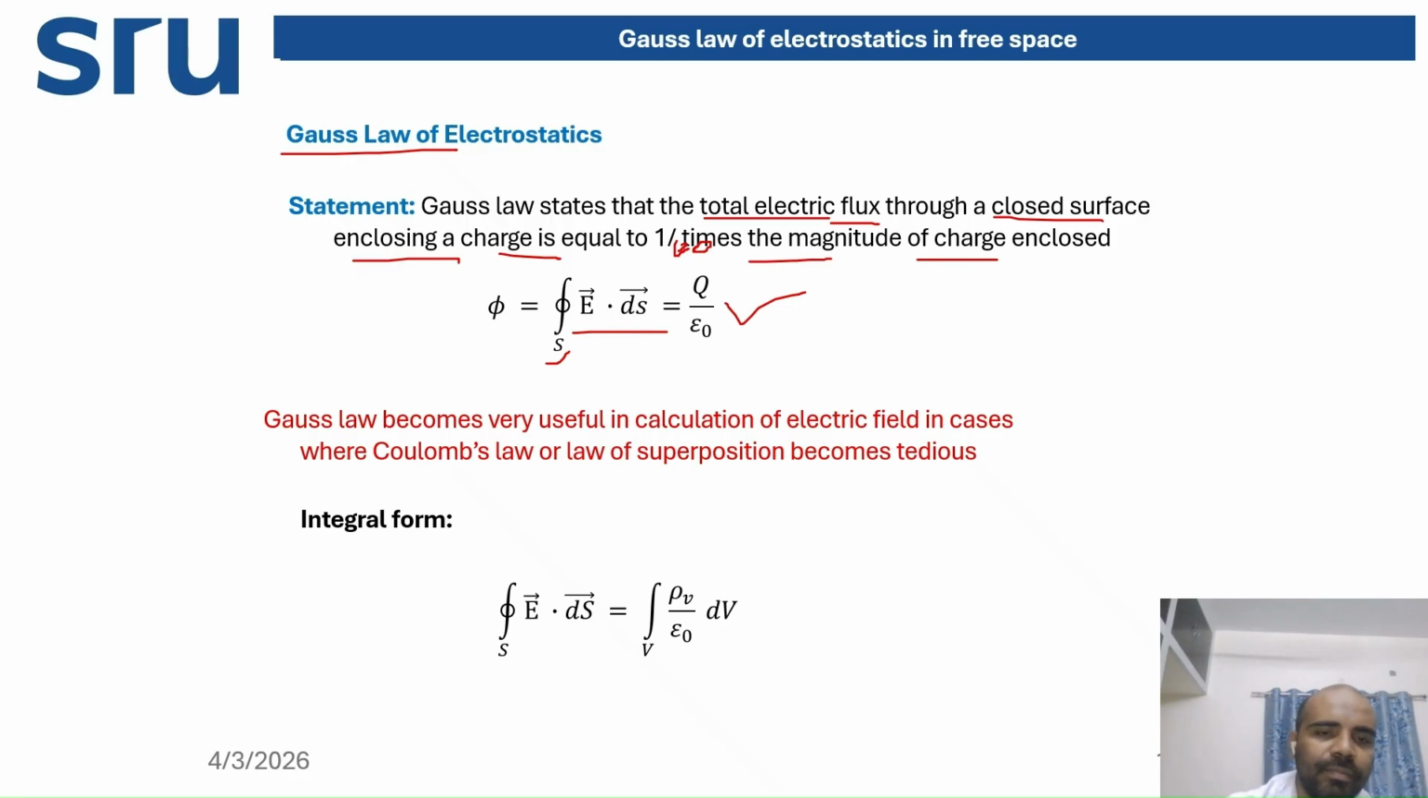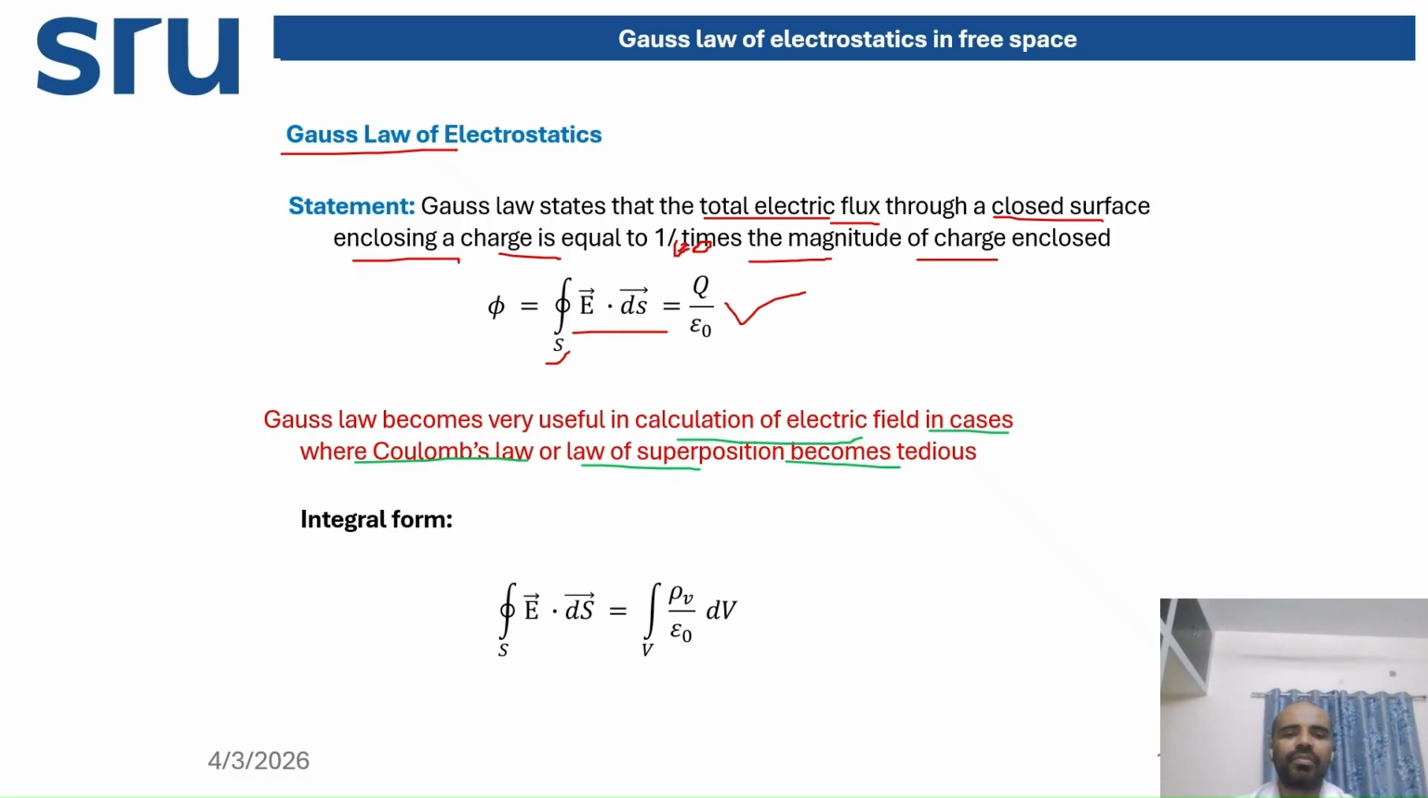So Gauss law becomes very useful in calculating electric fields in such cases where Coulomb's law or the law of superposition becomes tedious, right? It is difficult to calculate the electric field for such types of systems by using Coulomb's law or the law of superposition.